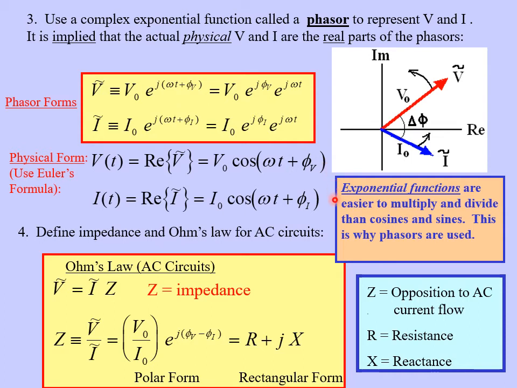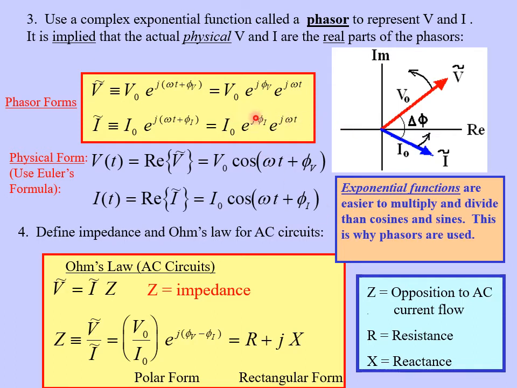Exponential functions are easier to multiply and divide than cosines and sines. And really, in a nutshell, this is why we use complex exponential functions in physics and engineering, because they're usually easier to work with compared to trying to multiply and add sines and cosines together. You have to use all these trigonometric identities and so forth that make things really complicated and tedious. So the phasor is a great model and tool to use.